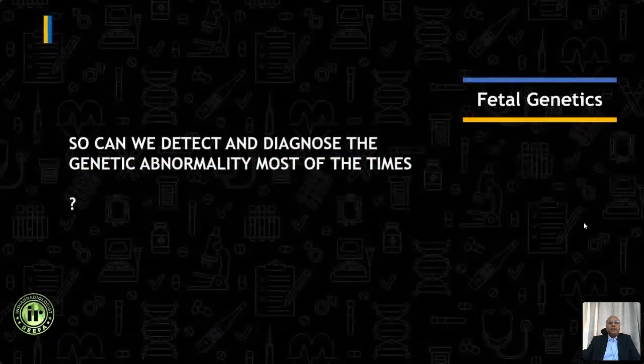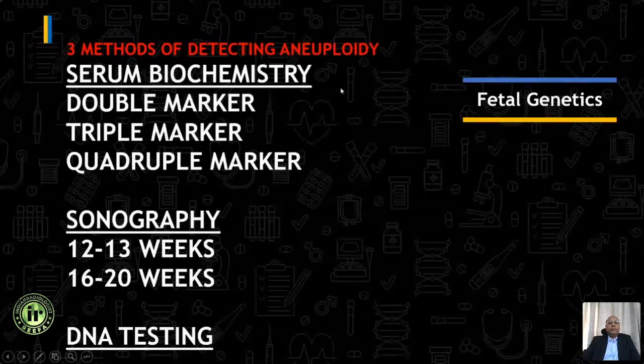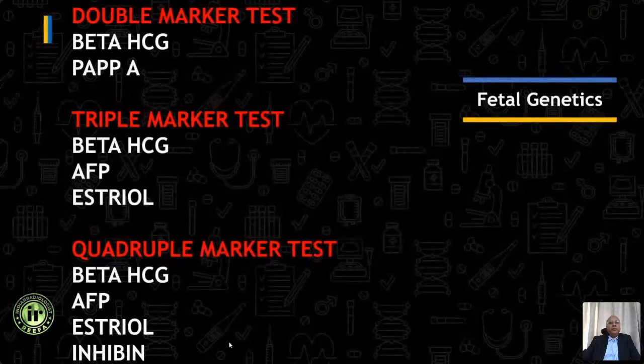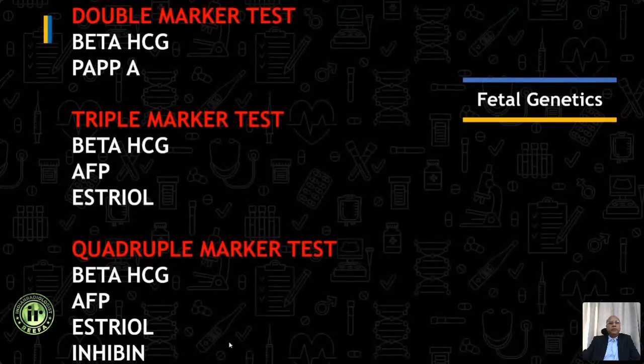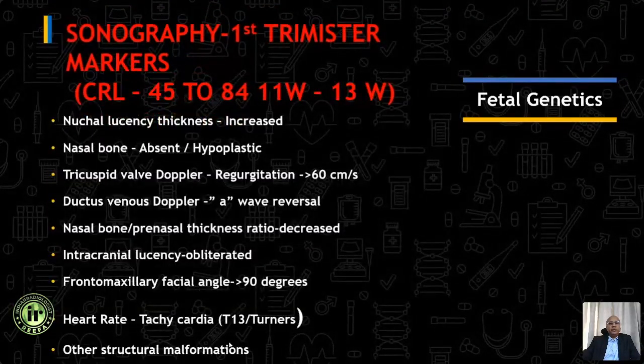Now, the question is, can we detect and diagnose genetic abnormalities most of the time? The answer would be yes, but with a combination of multiple parameters, especially three methods for detecting aneuploidy. One is the use of serum biochemistry, another is the use of sonography, and the third is the use of DNA testing. When we talk about serum biochemistry, we have the double marker test in the first trimester, and triple, quadruple, and penta screening in the second trimester. In the first trimester, sonography plays an important role in giving us clues that this fetus could be at risk for aneuploidy or other genetic abnormalities.